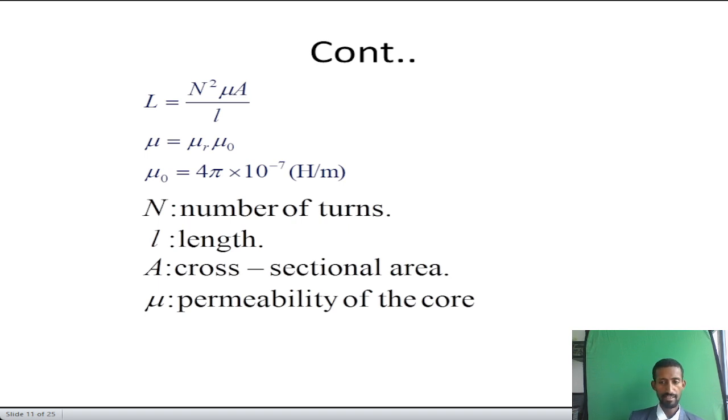And if the material is not air, we may use this one. Mu naught is the permeability of air, and its value is 4 pi times 10 to the power of -7 Henry per meter. N is the number of turns, L is the length, A is the cross-sectional area, and mu is the permeability of the core.